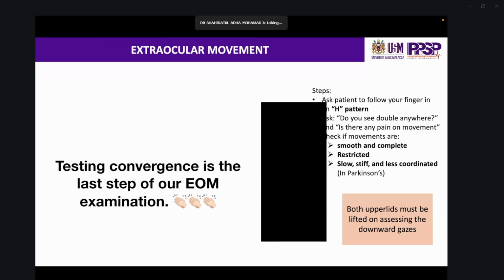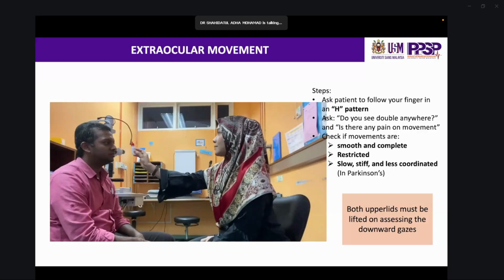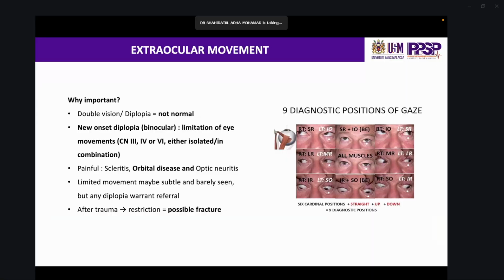All right. So the last step of extraocular movement is that you can test for accommodation, the convergence. Accommodation means the eyes move to the center, converge. The pupil will constrict, getting smaller, and there is an increase in the anterior posterior diameter of the lens, for you to focus.